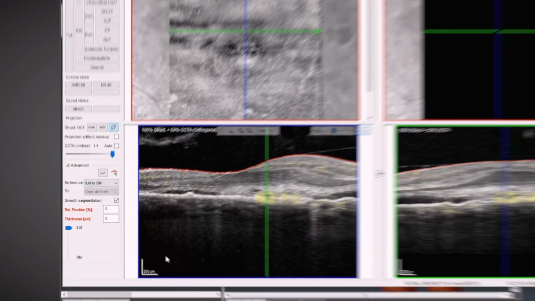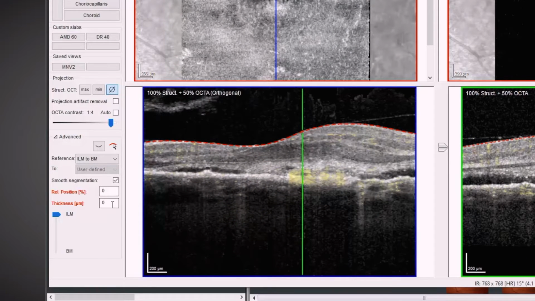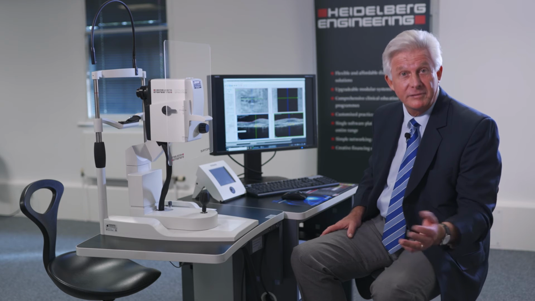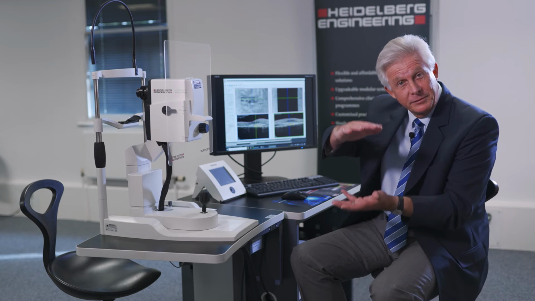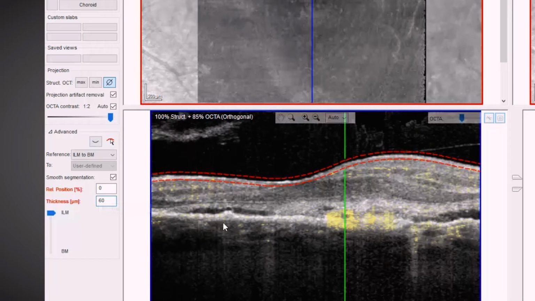So you have the possibility to modify your segmentation here, and what we can do is take a section from the inner limiting membrane to Bruch's membrane and create a slab. Let's say for AMD I would choose a slab of maybe 60 microns, because that's sufficient to capture most of the lesion that you want to look at. So we set a slab to 60, and now you see that this slab is following the profile of the inner limiting membrane, and it's consistently 60 microns. And this is going to give us a much more reproducible way of evaluating our OCT angiography.